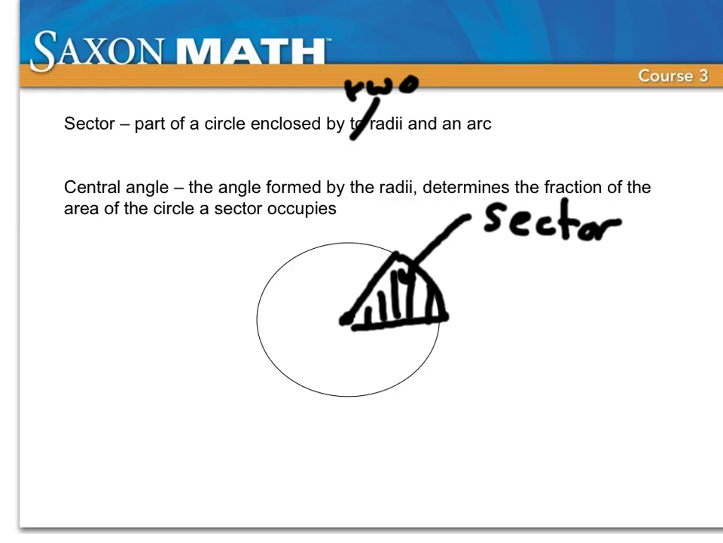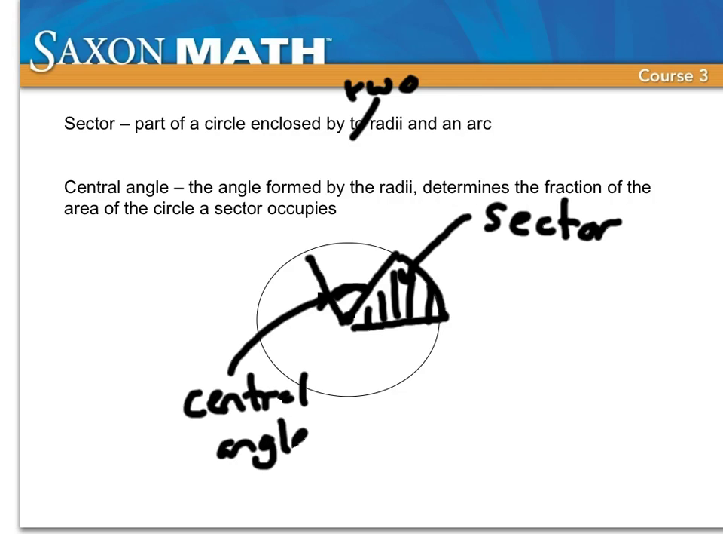So, if I look at 2 other radii, then this angle right here is called the central angle. So every sector has a central angle right here, formed by 2 radii. Okay, so that's what that means. So let's say that this central angle was 60 degrees. Then that means that this sector is 1/6 of the circle, because the circle is 360 degrees total.